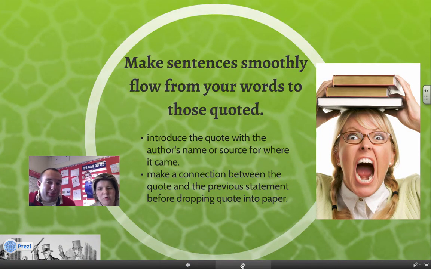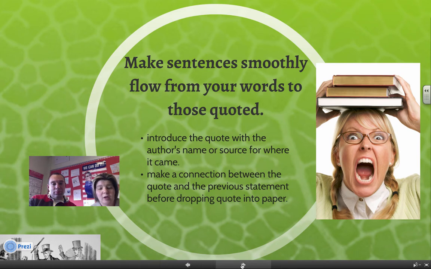So when you go to put quotes into your paper, another thing that I tend to notice is that students like to just plop their quotes into their paper. And you really want to make sure that your quotes flow smoothly. There are some strategies you can use to make your quotes flow smoothly.